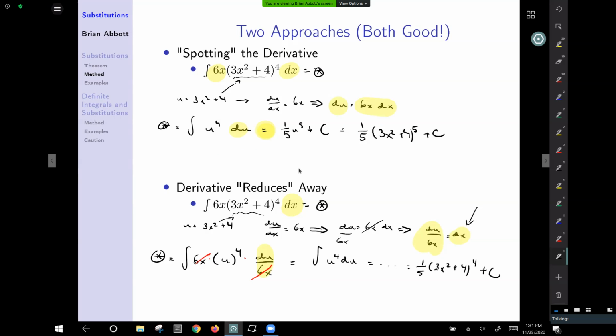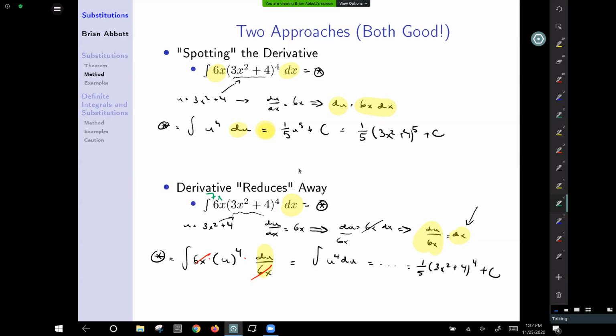So now this, I prefer this method because if I had something like, I don't know, 7x here, I could use this method and the x's would reduce away and the 7 and the 6 would just become a constant, which doesn't hurt anything, and I could still integrate the problem. Whereas I think spotting the derivative with that type of a problem would be a little bit more challenging.